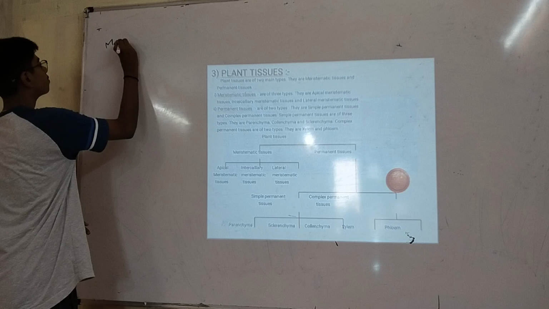So these are the images of parenchyma, collenchyma and sclerenchyma. Parenchyma has the characteristic of unspecialized cells with thin primary walls, and collenchyma has the characteristic of elongated cells with uneven primary walls, living at maturity. Sclerenchyma has the characteristic of elongated cells with very thick secondary walls, dead at maturity.